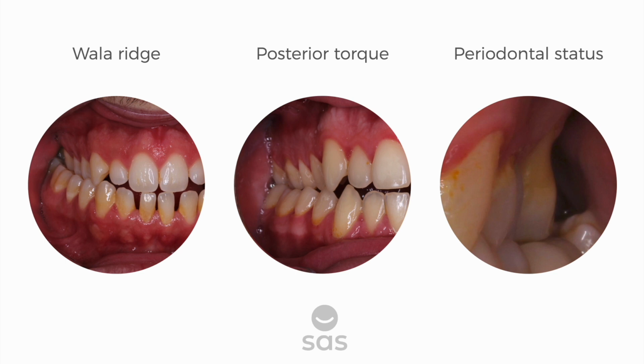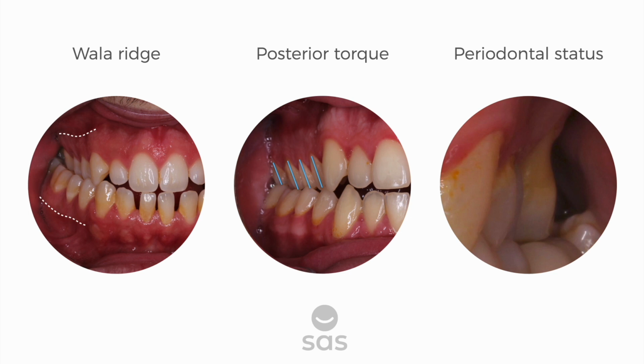First one, volar ridge. The volar ridge is determined by mucogingival junction and it shows us the bone limits to expand the upper arch. Second, posterior torque. The more negative torque, the more we can expand, more chances of correcting the crossbite. If there is a zero or positive torque, then alveolar expansion will be limited.